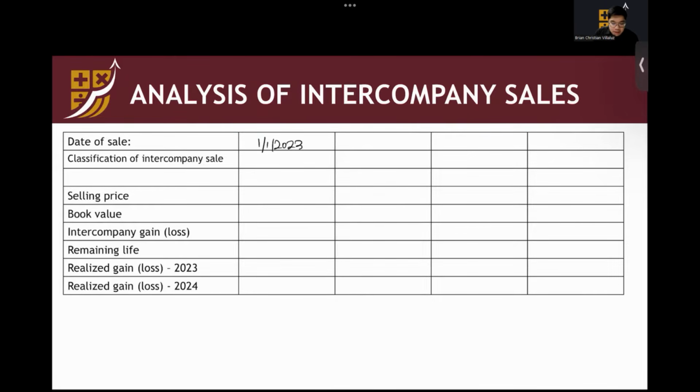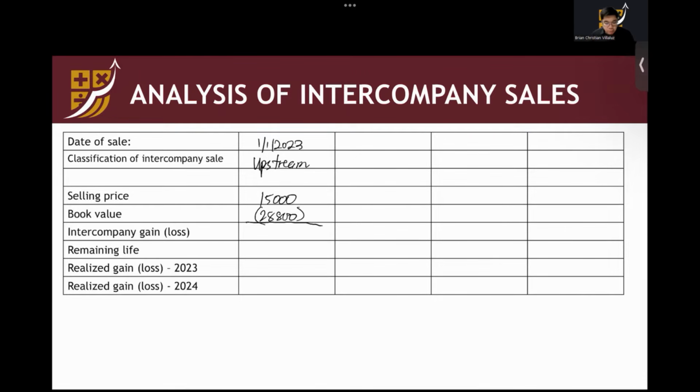Next, what would be the classification of the intercompany sale noong January 1, 2023? Sino yung seller? So, titingnan natin sino yung seller. It is S company. Based on the context of the problem, S company is the subsidiary, while P company is the parent. Okay? O, pag seller ang subsidiary, anong tawag natin sa intercompany sale? Upstream. Very good. Okay. Oh, magkano selling price nung binenta nung January 1, 2023? 15,000 versus book value 28,800.